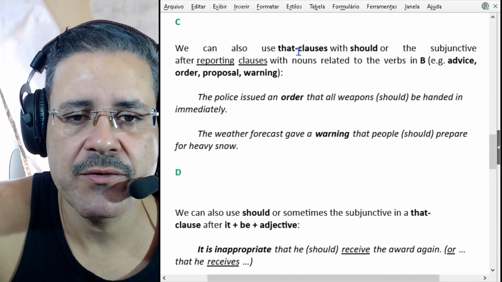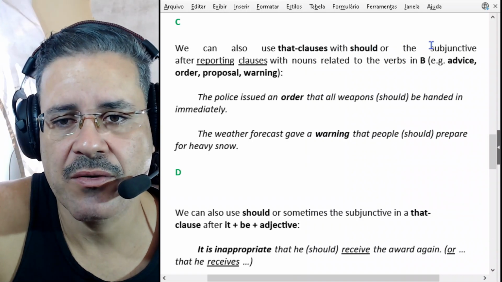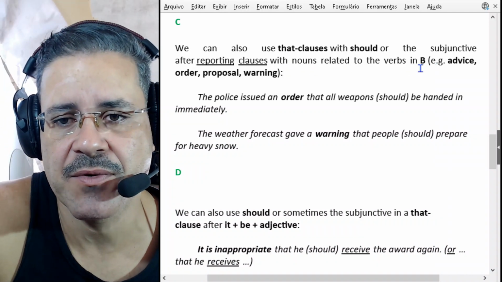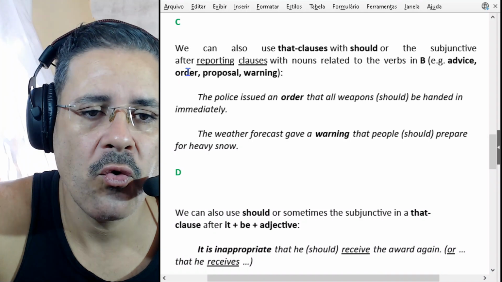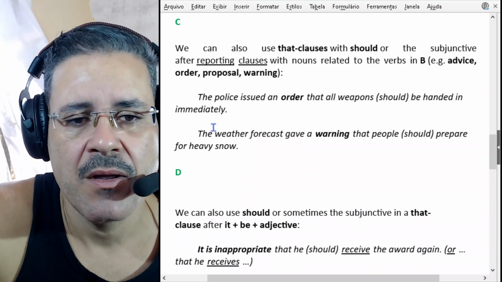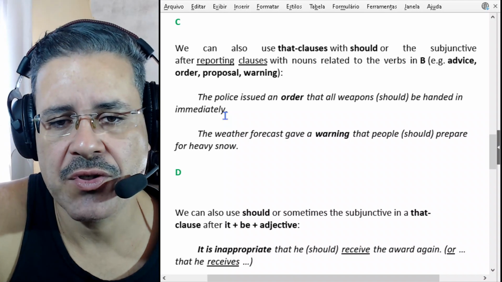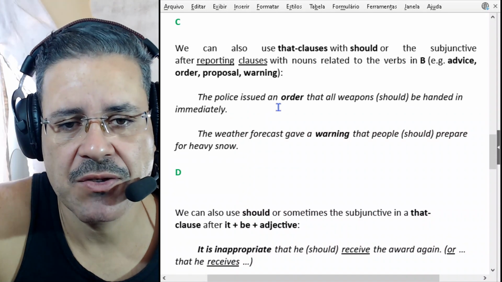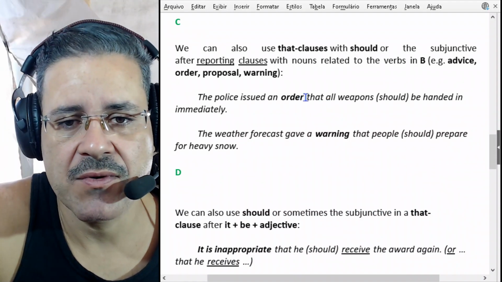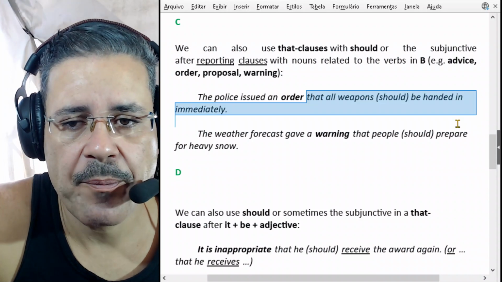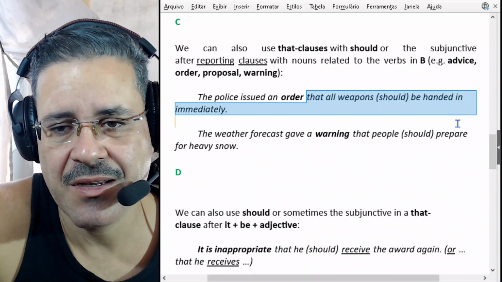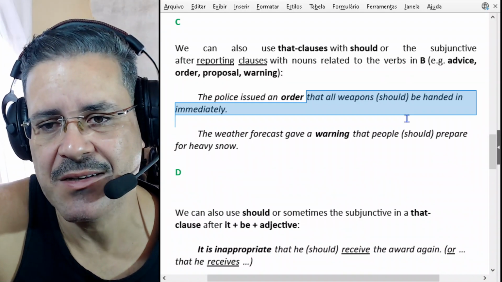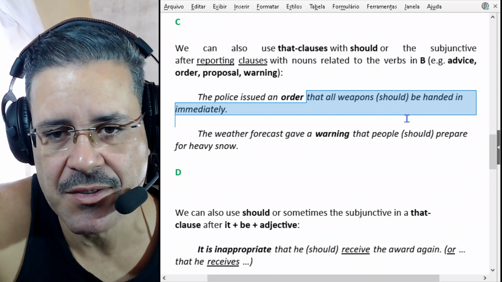We can also use that clauses with should or the subjunctive after reporting clauses with the nouns related to the verbs in B. For example, advice, order, proposal, and warning. For example, the police issued an order that all weapons should be handed in immediately. Or the police issued an order that all weapons be handed in immediately. This is in the subjunctive.